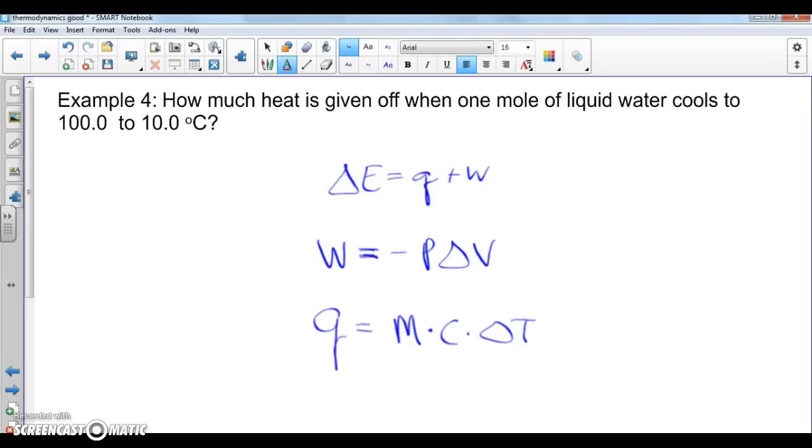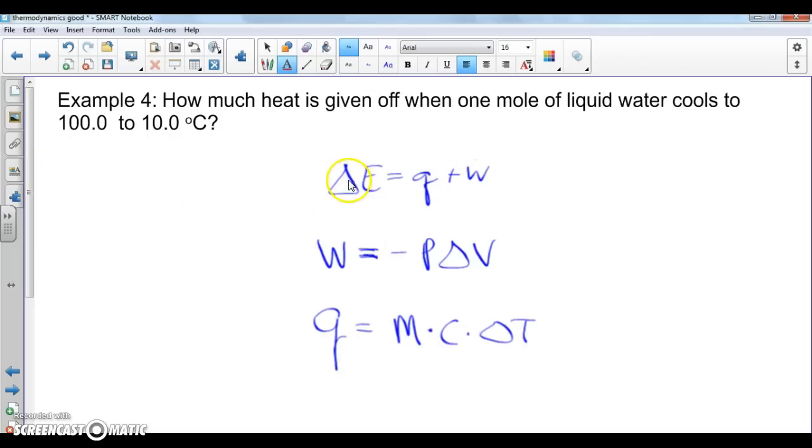Okay, here we go. Example 4 for thermochemistry, Mrs. Peachy, Chem 2. How much heat is given off when 1 mole of liquid water cools from 100 degrees to 10 degrees Celsius? First of all, we need to evaluate the equations we have, the algebraic equations. We have these three right here.